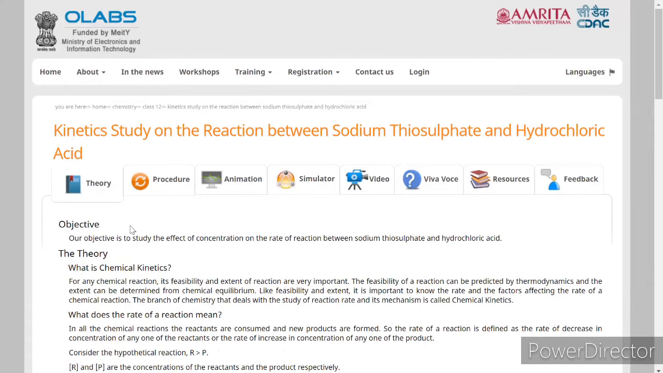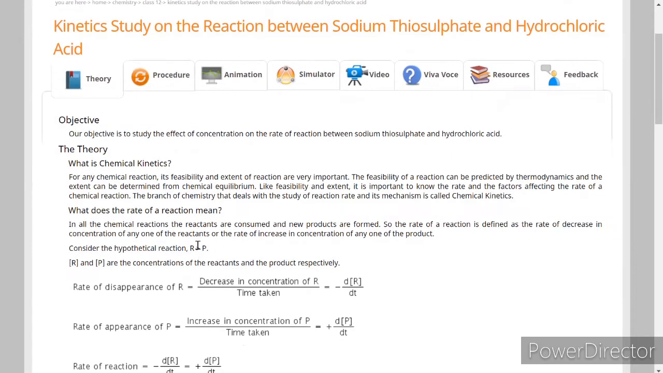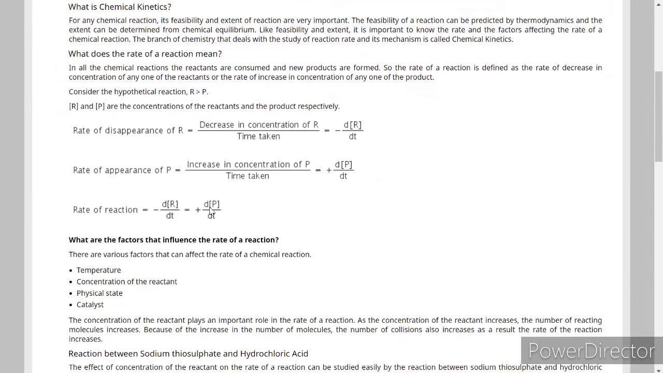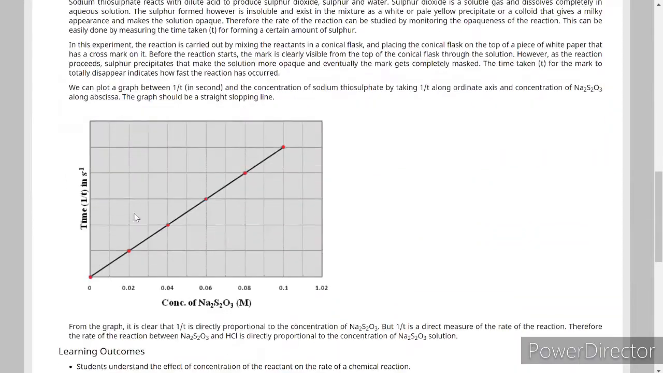Here, they give the objective, that is to study the effect of concentration on the rate of reaction between sodium thiosulfate and hydrochloric acid. In the theory, they also explain the definition of rate of reaction, the formula, and the factors that influence rate of reaction. And there's a graph showing the relation between the concentration and the time.